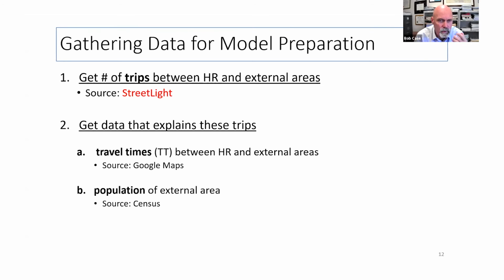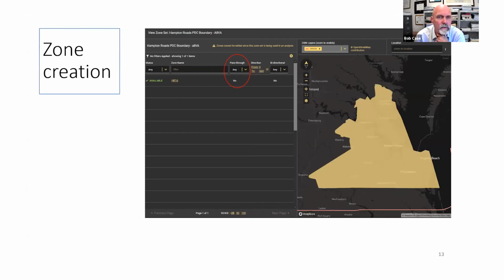So same sources: Google Maps, StreetLight, and Census. Okay, so a little bit of details for you StreetLight users. Zone creation, there's my zone.